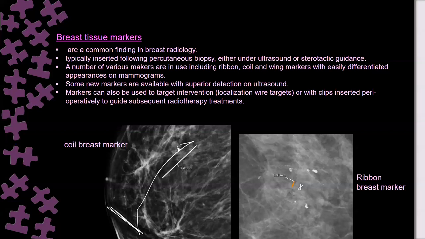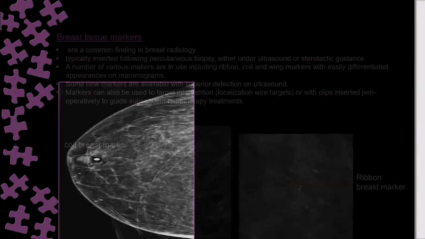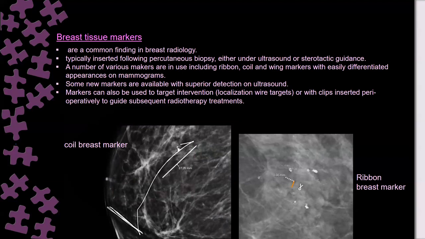Usually, you see that they are putting it inside the breast tissue, inside the lesion, either after biopsy or if the patient is going to be given chemotherapy, for example neoadjuvant chemotherapy, and that lesion might disappear before surgery. To localize a very small lesion, the presence of that marker will guide a wire later for the surgeon to remove that area. Or to utilize it also for subsequent radiotherapy treatment. And there are also different shapes like coil, ribbon, and so forth.